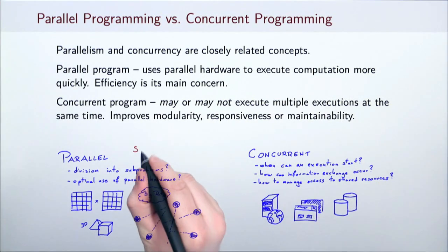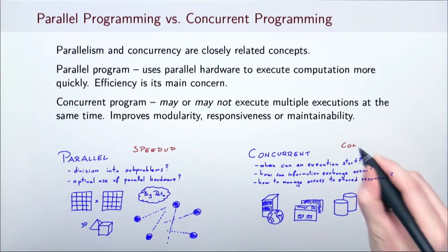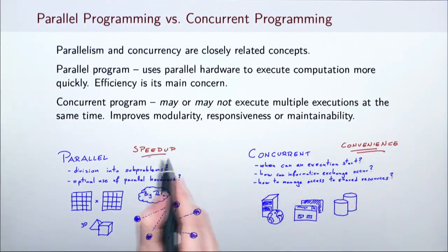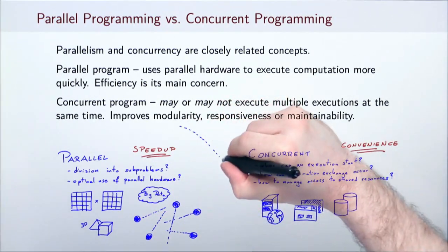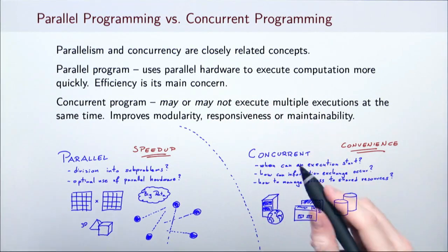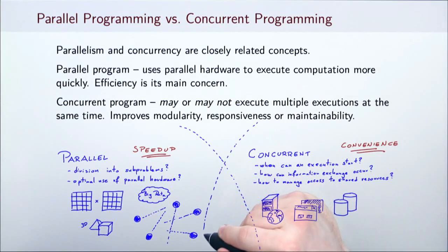While parallel programming is concerned mainly with speedup, concurrent programming is concerned with convenience, better responsiveness, and maintainability. The two disciplines often overlap. Parallel programming may rely on insights from concurrent programming, and vice versa. Concurrent programming may be used to solve parallel programming problems. However, neither discipline is the superset of the other.